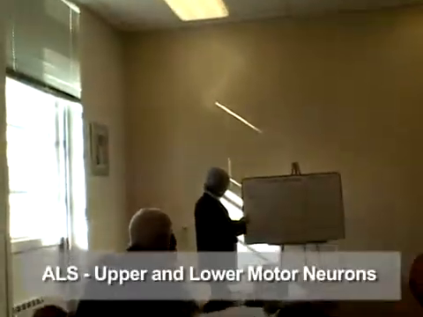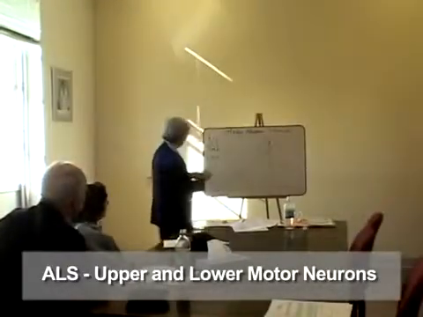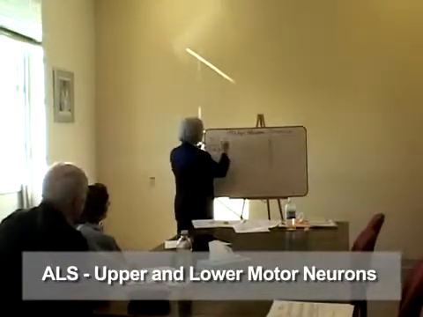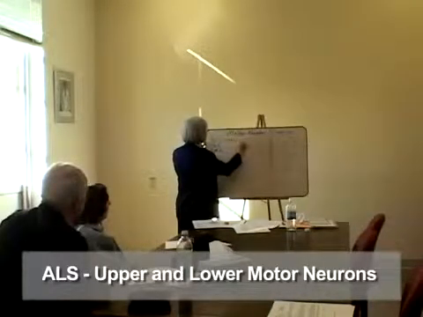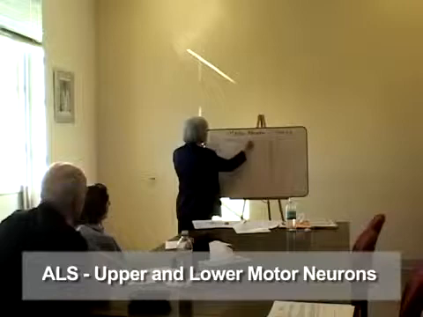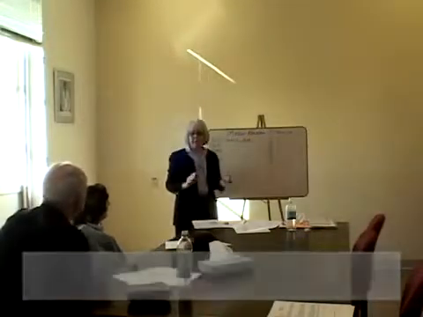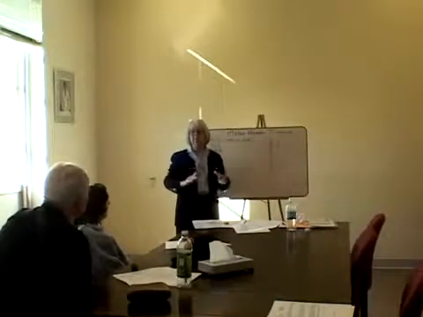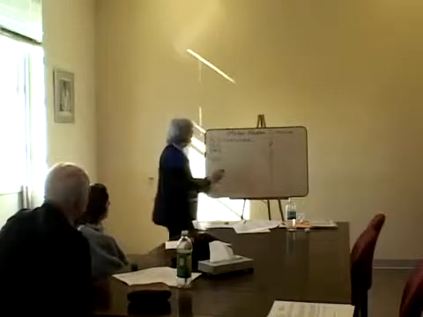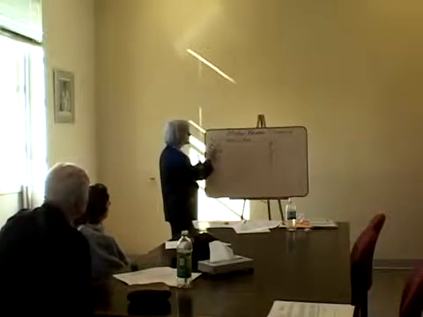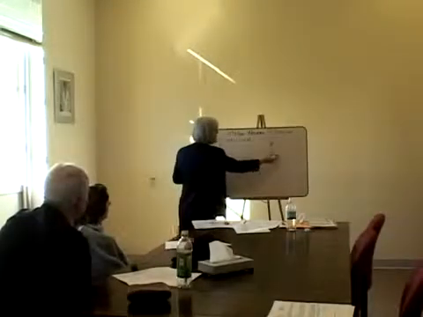So ALS is upper motor nerves plus lower motor nerves. The nerves in ALS become damaged, they degenerate, and they die off. And we don't know how to fix that. But with amyotrophic lateral sclerosis, it's both the uppers and the lowers.